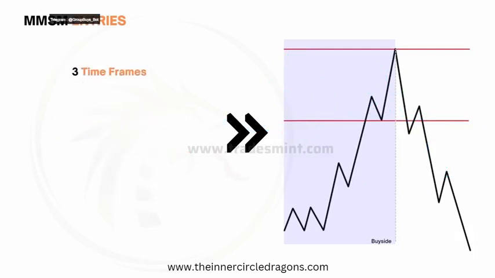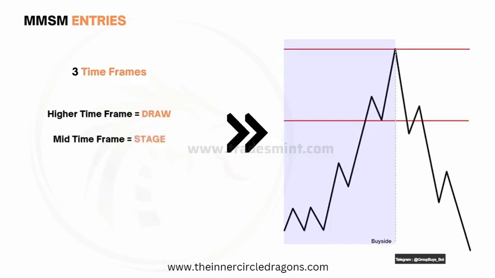Now, I always recommend that when you are looking for entries, you use three different time frames. You use a higher time frame, which will be your draw. You use a mid time frame that will set the stage, and your lower time frame should only be used for entries or placing your stop loss, refining it ideally, right? But your reason for entry should be based on your mid time frame, so your stage.